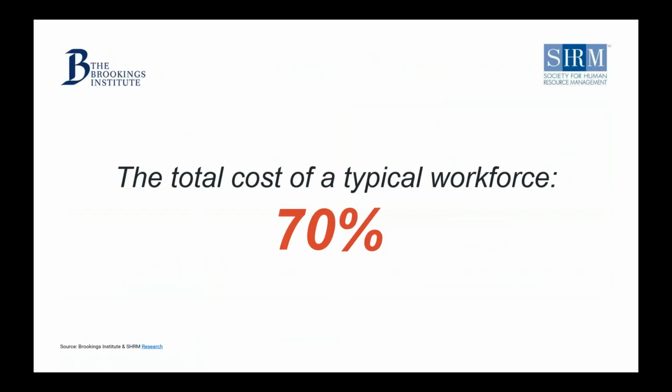And that's even scarier. Another statistic that I would overlay on top of the prior data points is that 70% of your P&L is basically the cost of a typical workforce. And that's the Brookings Institute and the Society for Human Resource Management. Again, they analyze data, and if you look at your typical annual expenditure, 70% goes towards your people.